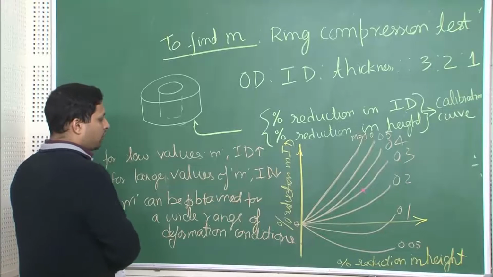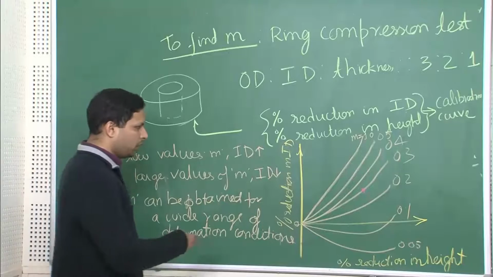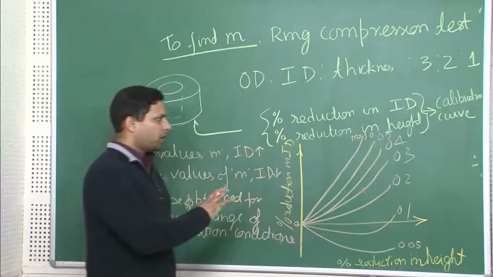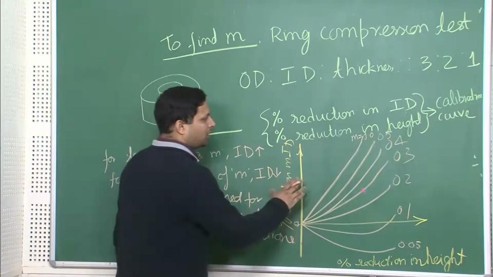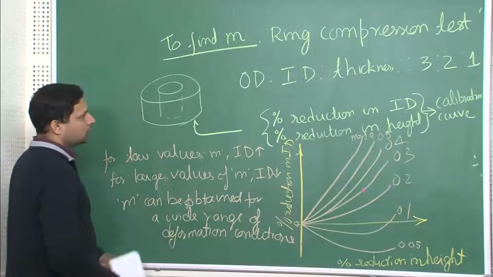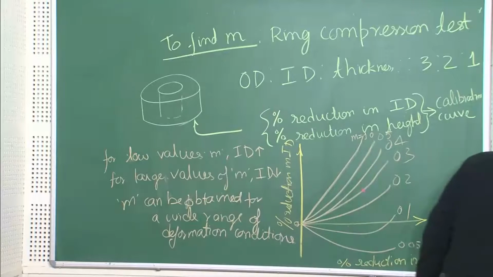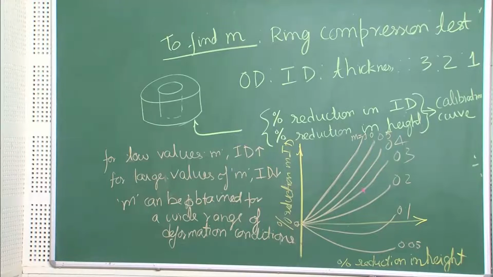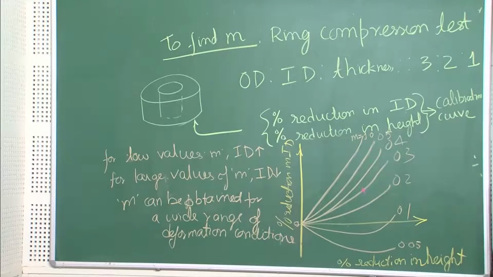So, that is the usefulness of this m: one, that it is easy to obtain, and two, that it can be used for a wide range of deformation conditions. So, we have seen a lot of things about friction, but that is not all. There is still more to know about friction. So, some more friction. What else does friction do?